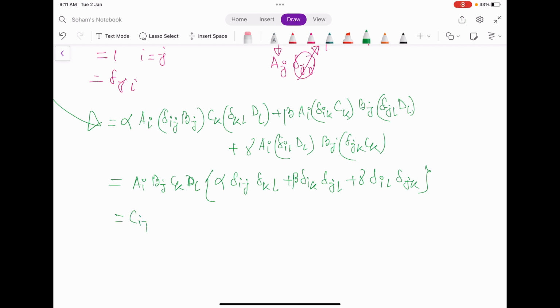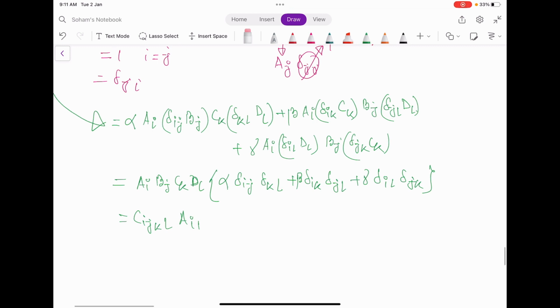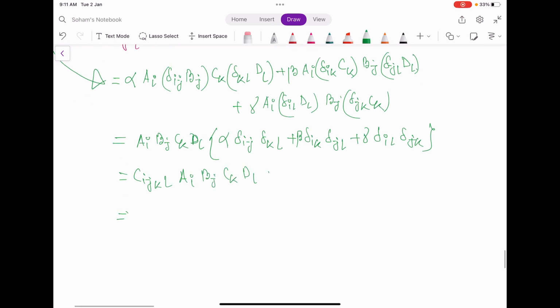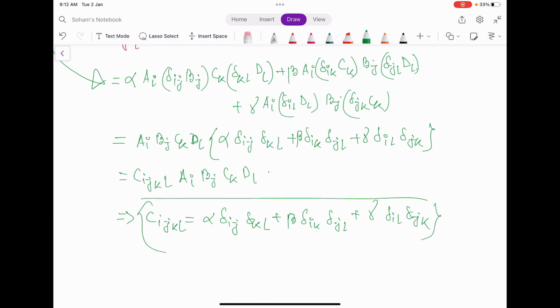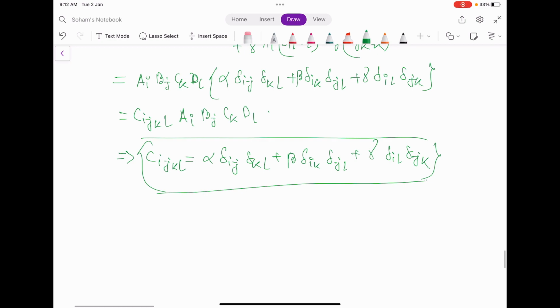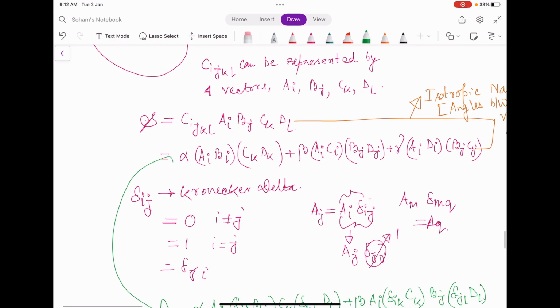So this is equal to Cijkl into ai bj ck dl. Then I can write Cijkl is equal to alpha into delta ij delta kl plus beta delta ik delta jl plus gamma delta il delta jk. So I have proved this equation.